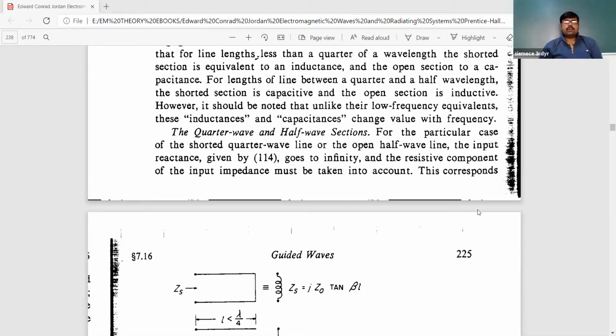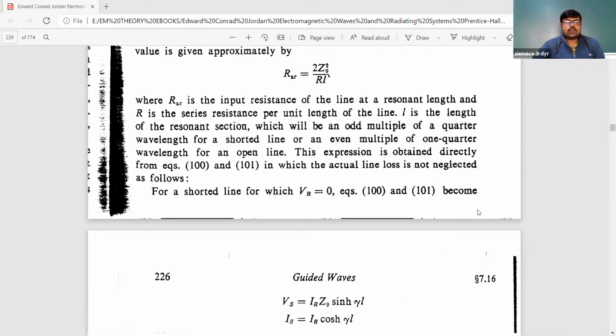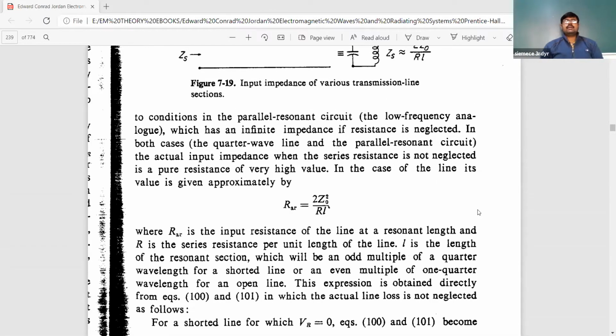With the pure resistive component, there is a portion associated with the inductance section, the reactance section, the imaginary part, so that will give us the reactance value. So equation number 114 goes to infinity. This equation number 114 ultimately tends to infinity, and the resistive component of the input impedance must be taken into account. That will correspond to conditions in the parallel resonance circuit.